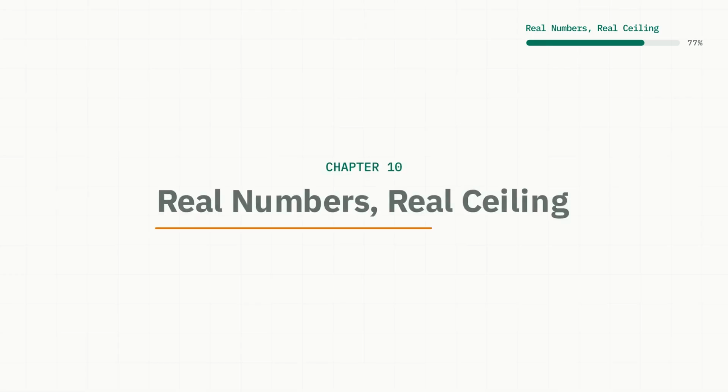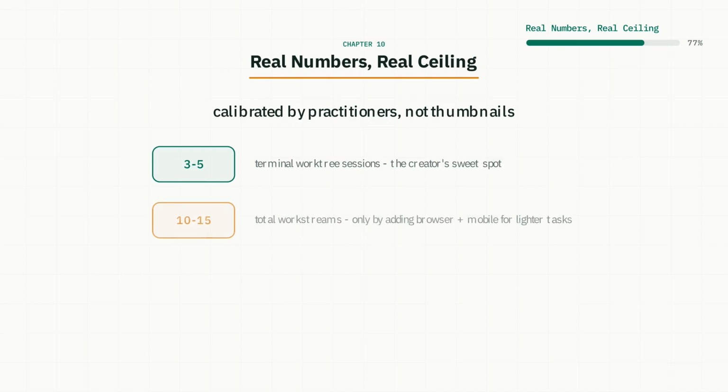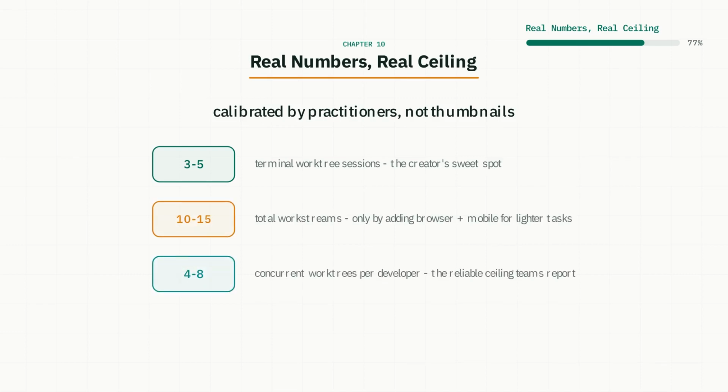Chapter 10, real numbers, so your expectations are calibrated by practitioners instead of thumbnails. The tool's creator recommends 3 to 5 terminal worktree sessions as the sweet spot and reaches 10 to 15 total workstreams only by adding browser and mobile sessions for lighter tasks. Teams running this daily report 4 to 8 concurrent worktrees per developer as the reliable ceiling.